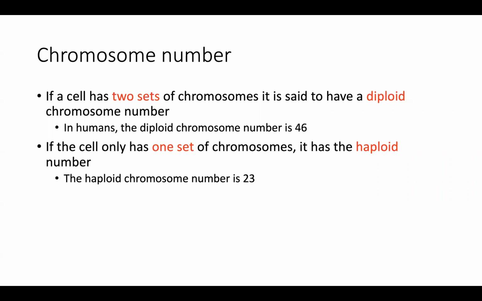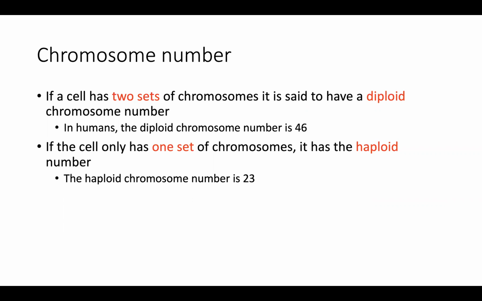So again, when we're looking at the genetic makeup of the cell, we have our chromosomes. Depending on the cell type in our bodies, we have somatic cells and we have gametes. If a somatic cell has two sets of chromosomes, two copies of the chromosomes, it is said to be diploid. Jot that term down. Diploid means that this cell has two sets of the chromosomes. In humans, that diploid chromosome number is 46.